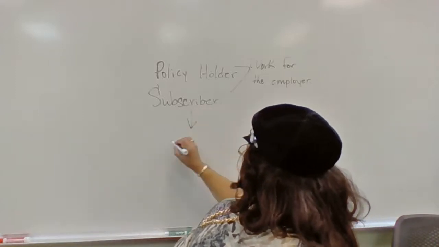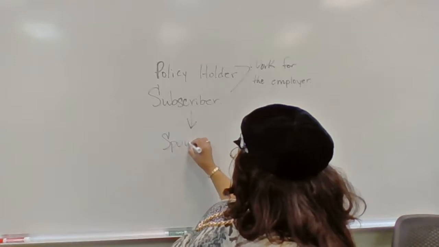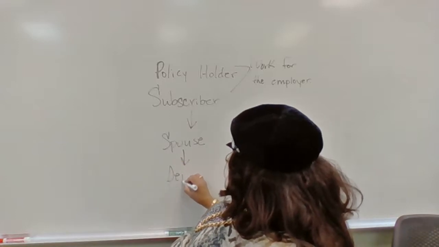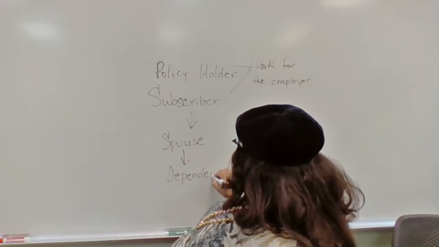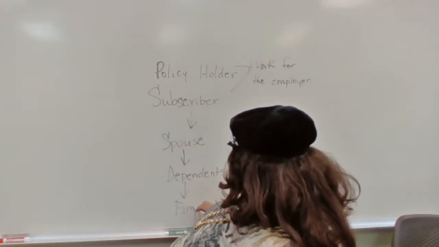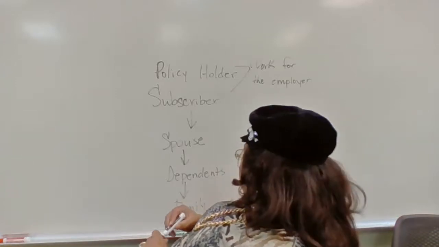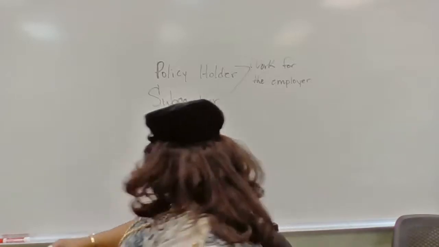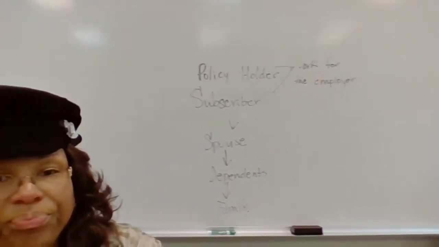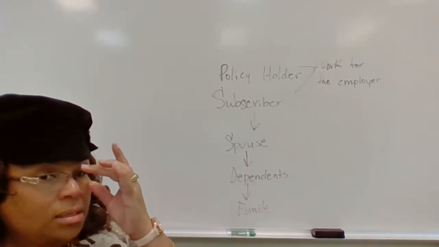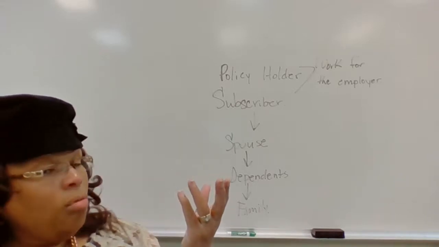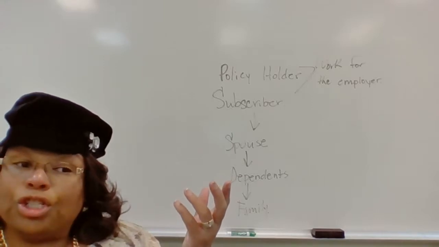Now, sometimes the subscriber may have a spouse. And sometimes the subscriber may just have dependents. And sometimes the subscriber may have the family. Now, let's break down and see what all that means. Now, if the subscriber has just the spouse, then that means just the subscriber and the spouse.